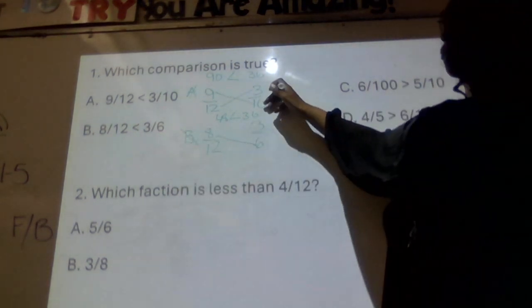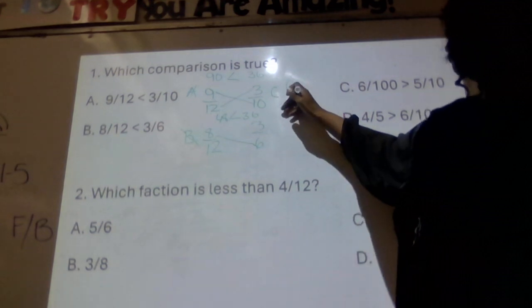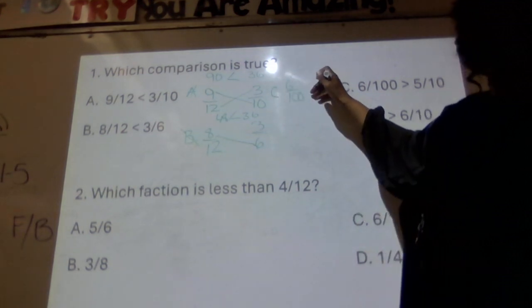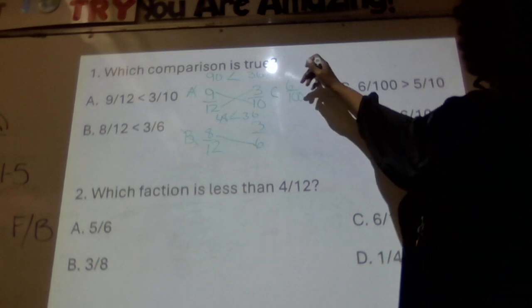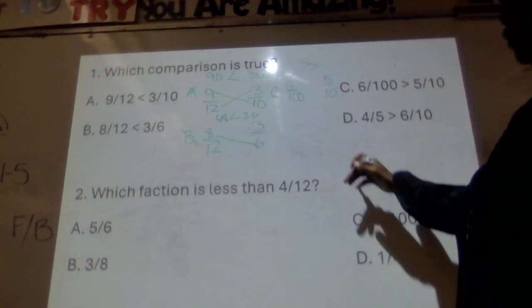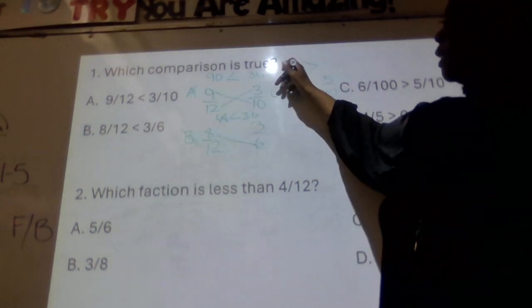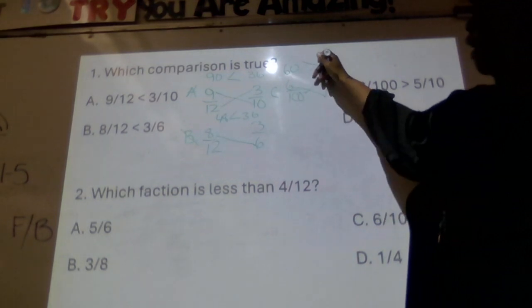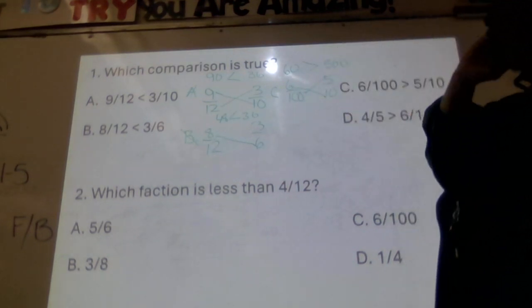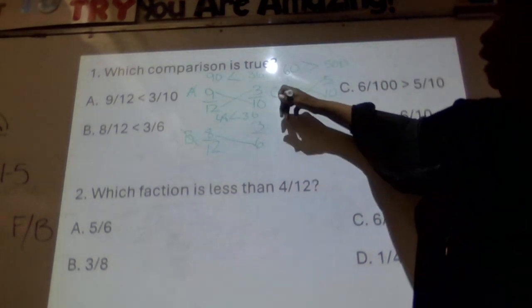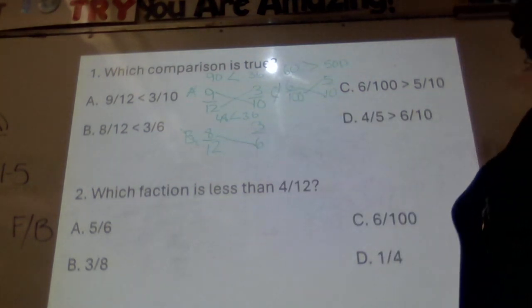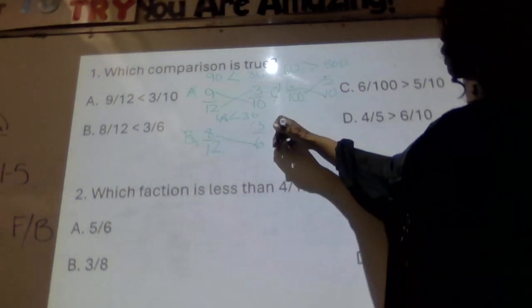Okay, C, we have 6 over 100, and we have 5 over 10. And it has the greater than sign here. So 6 times 10 is 60. 100 times 5 is 500. 60 is not greater than 500, so we know C is not the answer. So we're going to go to D.